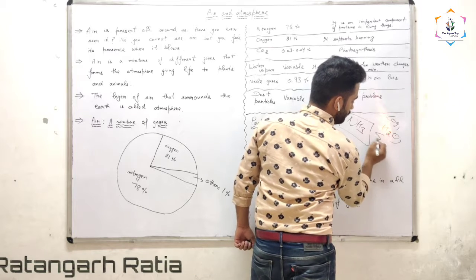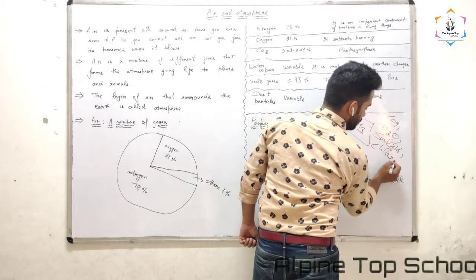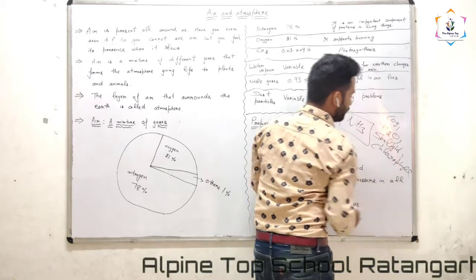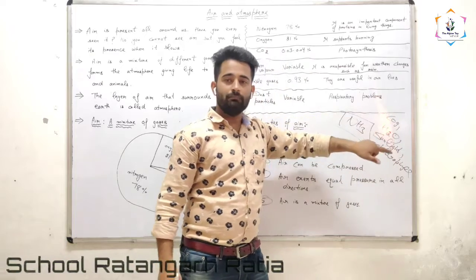H2O, sunlight, and chlorophyll. These four things are needed for the formation of food for the plants.